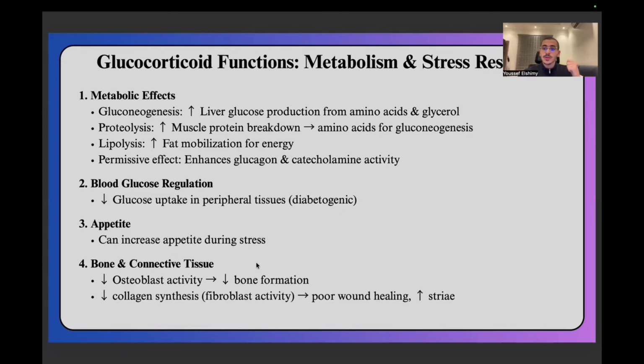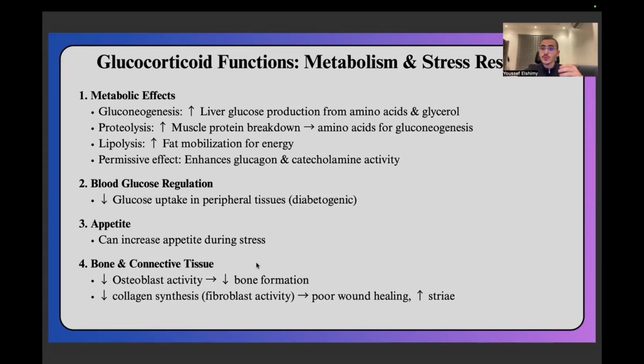It also has effects on the bone and connective tissue. It decreases osteoblast activity, and osteoblasts are important in bone formation. So this would lead to decreased bone formation and unopposed bone resorption. As an effect, this would lead to osteoporosis, also bone fractures. So it would affect bone homeostasis. Also, it would affect collagen synthesis because it decreases fibroblast activity.